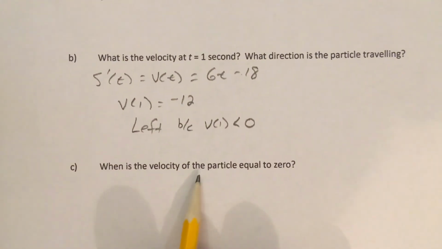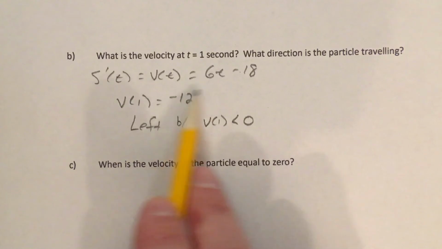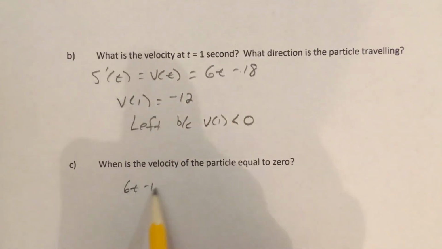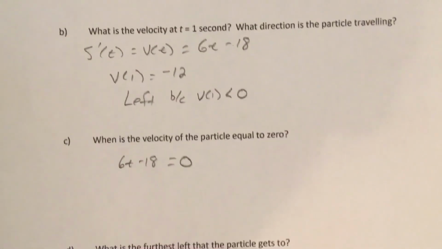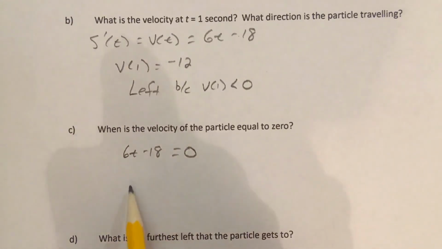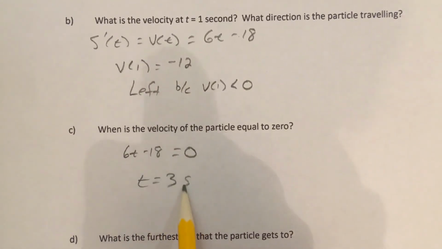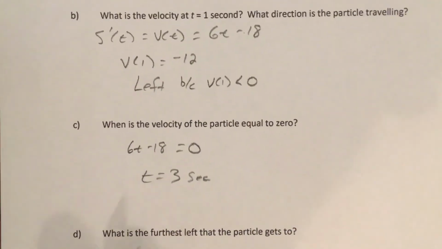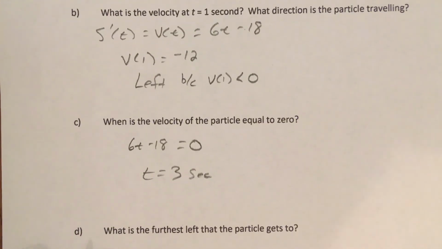When is the velocity of the particle equal to 0? Well, we have a velocity function, 6t minus 18. Let's set it equal to 0. If you add 18 and divide by 6, you're going to get t equal to 3. So at 3 seconds, that's when our velocity is 0.